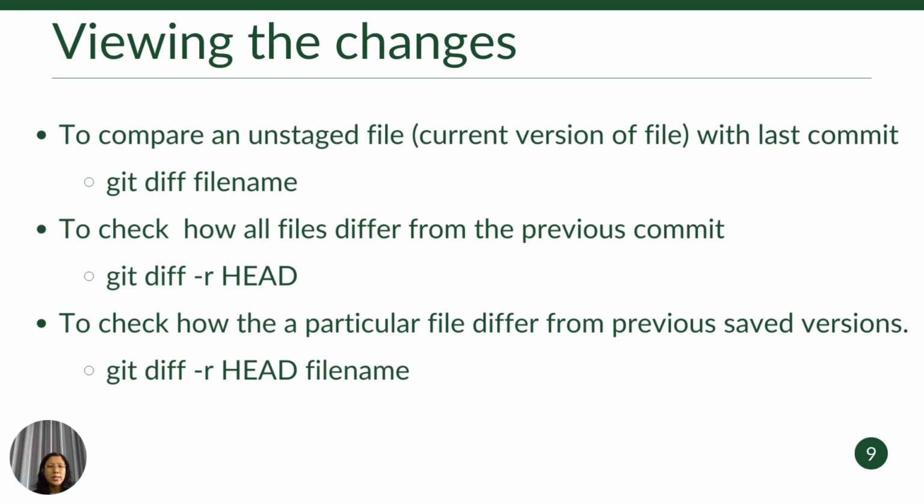Sometimes we make changes, but we haven't put them into the stage area, and we want to compare these changes. We can use git diff. Git diff will give you the changes you made between the current version and the last commit. Or if you want to compare all the files from the previous commit, we can use the flag -r and HEAD. Or if you want to check a particular file, you just put the file name after the HEAD.